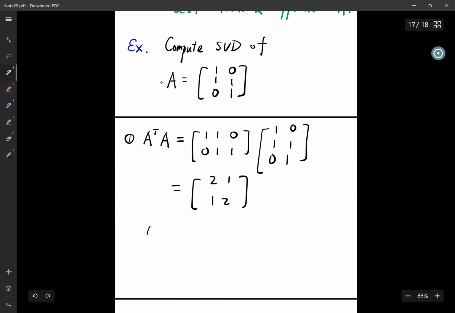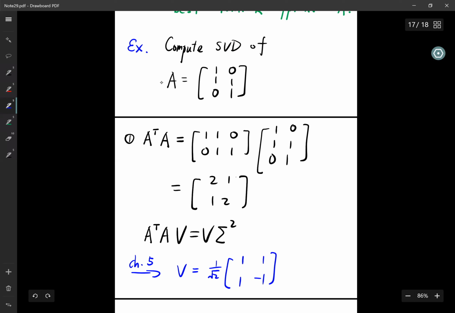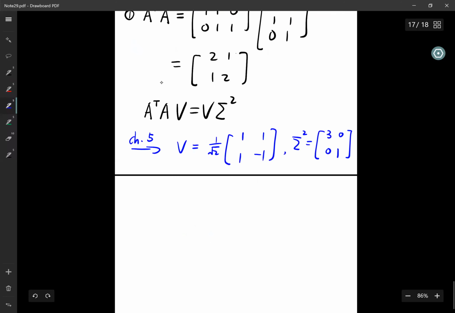I can compute the eigenvalue decomposition in the sigma squared. So this is really chapter 5. I won't bore you with the details, and I'll just give you the answer. V is 1 over square root of 2 times [1, 1; 1, minus 1]. Sigma squared is indeed a positive matrix, 3, 0, 0, 1. Any question?